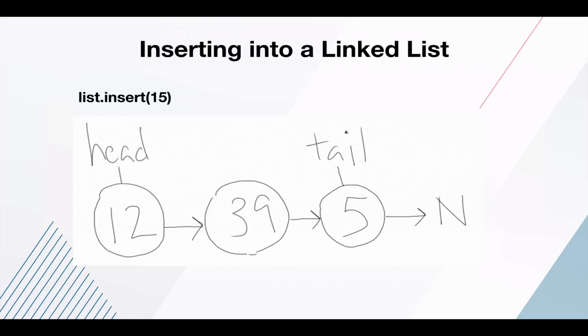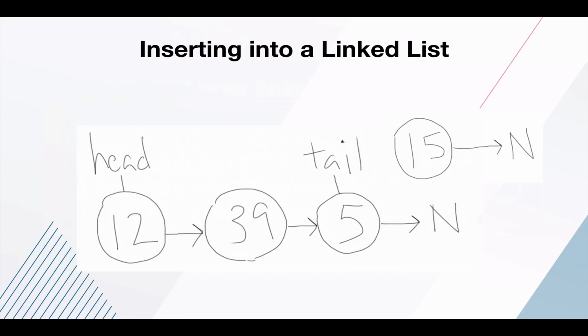Okay, so from here, let's walk through an example of how we might add a new element to our linked list. Let's say we have an insert method on our list, and we call that insert method and pass it a value 15 in this case. So we're looking to add the value 15 to our linked list. Here we'll have our initial starting state: our initial linked list with 12, 39, and 5, with the head being 12 and the tail being 5.